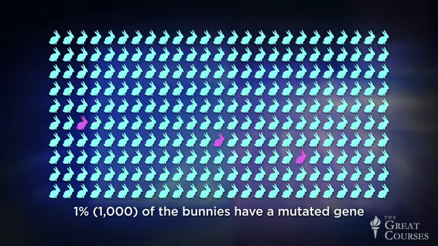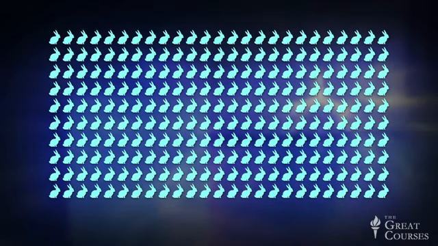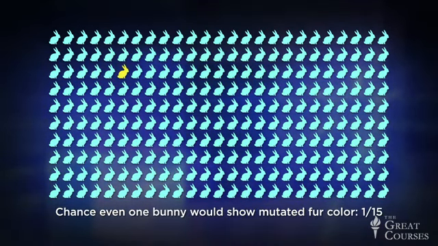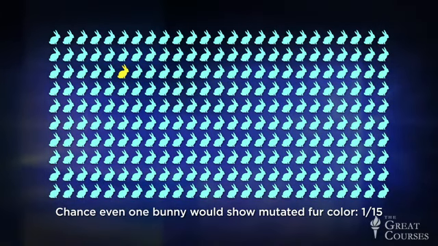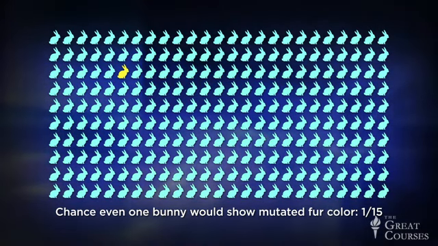Of these, if the rate of mutations for all genes is the same, the chance that even one bunny would show a mutated fur color is still only 1 in 15. Even if the rate was 10%, there's still a chance that none of the bunnies would show a mutated fur color. Even if several did, the chance that the mutation would be manifested in the same way in a number of animals, significant enough to change the population, is still really small. So mutations don't have a big influence on the gene pool, provided the population is large and the animals, like us, have lots of genes.